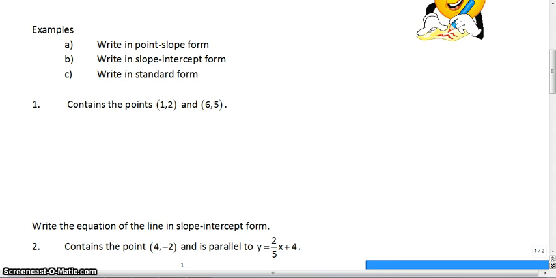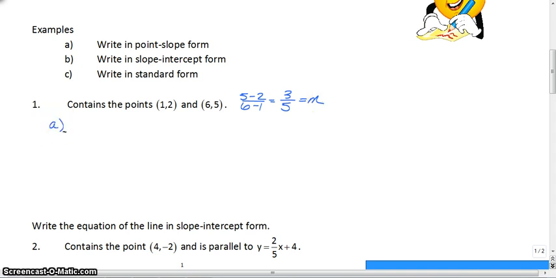So let's start. The first thing you're going to need to do, no matter what, is have your slope. Now, since we're not given the slope, the other day you learned how to find the slope. We just have to take our y2 minus y1 over x2 minus x1, and we're going to end up with 3/5. So that's our slope.